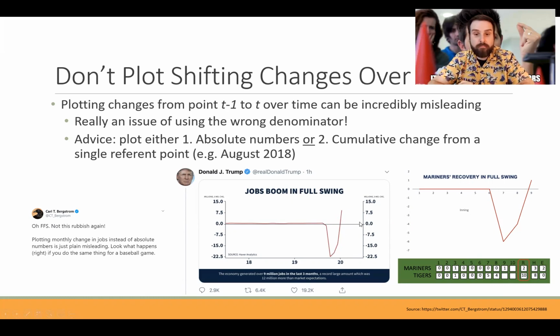But it looks like we're better off than when we started, even though we're still millions and millions of jobs in the hole. That's how subtle and clever these bad graphs can be. So my advice is always either just plot absolute numbers or plot cumulative changes from a single reference point, like August 2018 for jobs. That would show a huge decrease and then a slow starting to come back, right? But we'd still be below where we started, and that would be a lot less misleading.